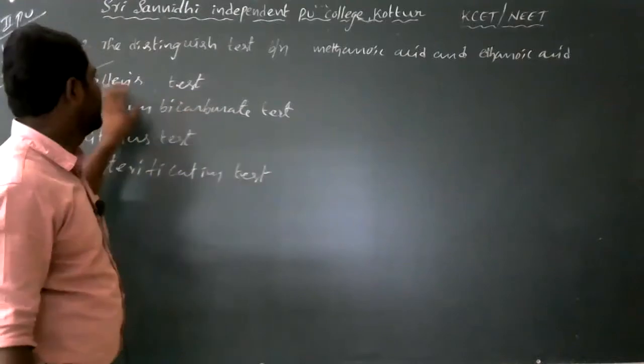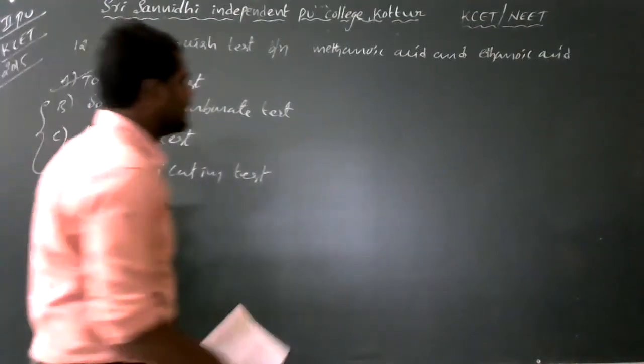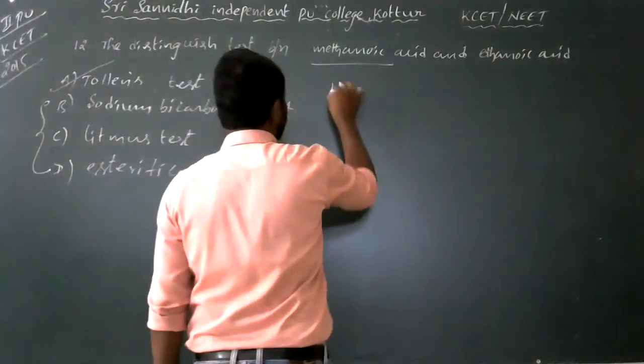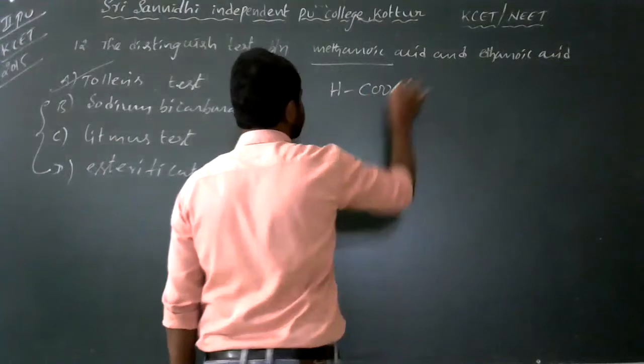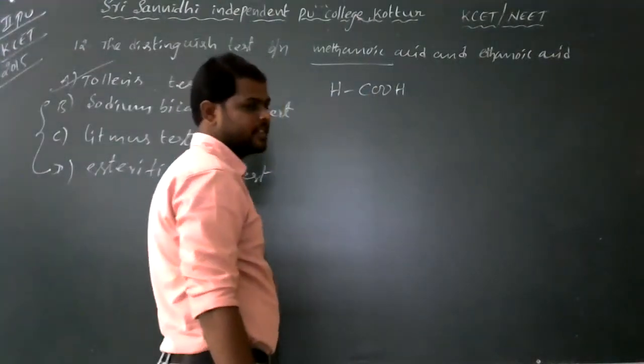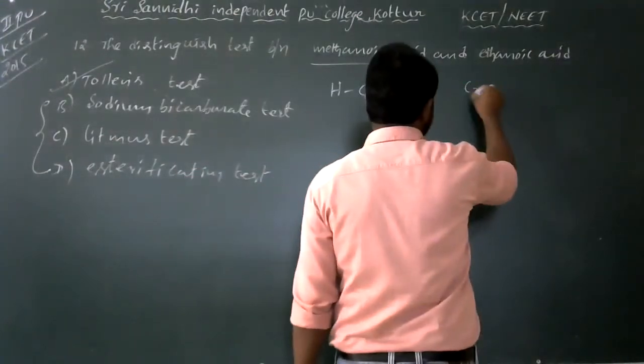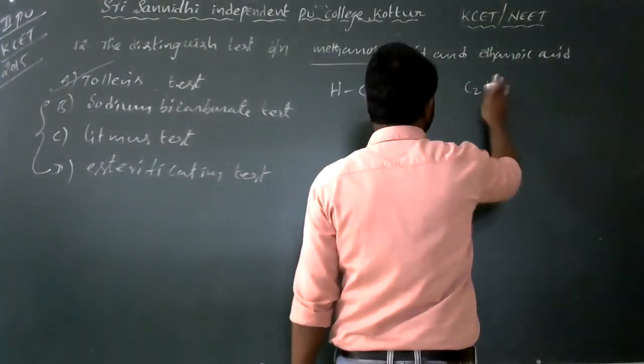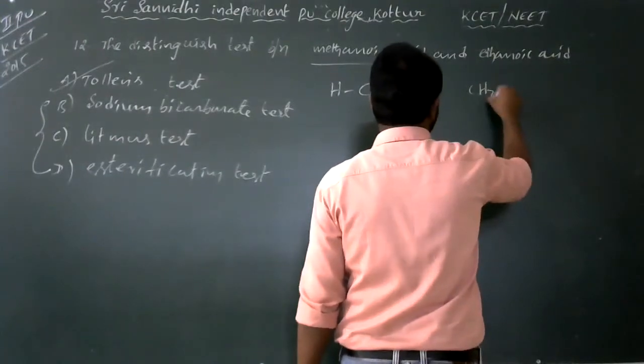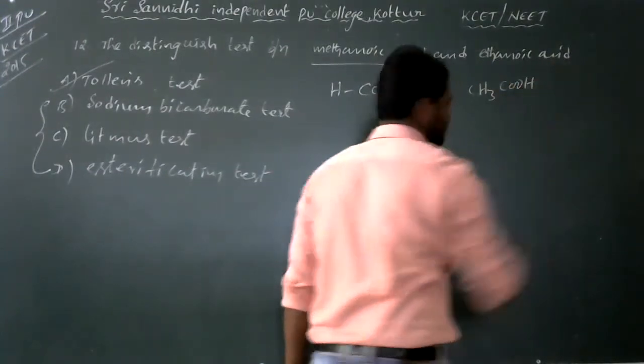But not the Tollens test. Like methanoic acid, what is the formula? HCOOH is methanoic acid. But ethanoic acid, what is that? CH3COOH.